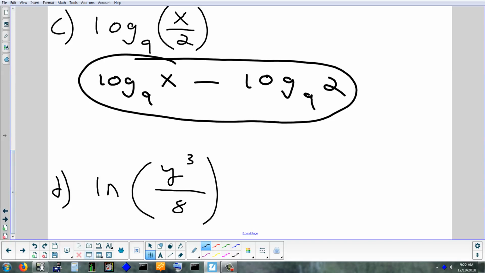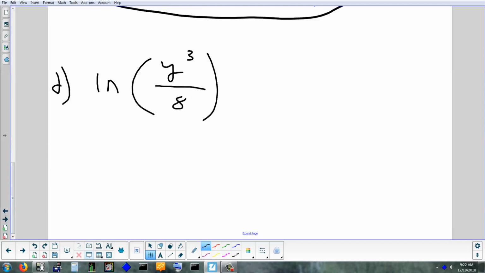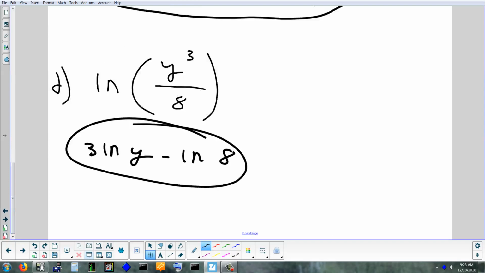Okay. Anyone think they could tell me the whole thing? Yeah? 3 ln y minus ln 8. Yeah, that's it. So it's a difference because the original problem had division. It's going to be the top minus the bottom. The bottom is nothing you can do, but the top is y cubed, and the direction said to put that 3 in front. Okay. Questions on that one?